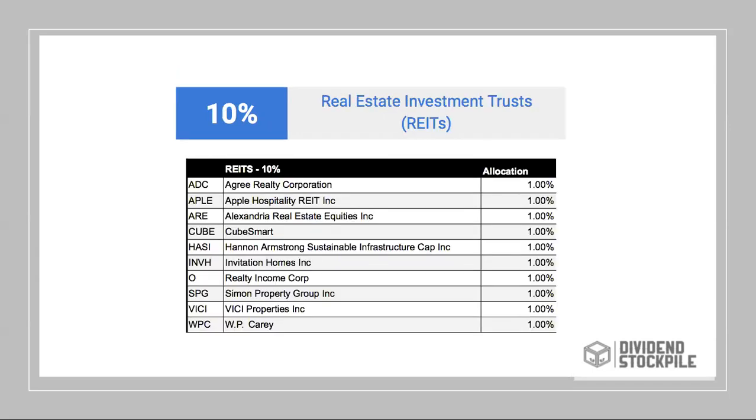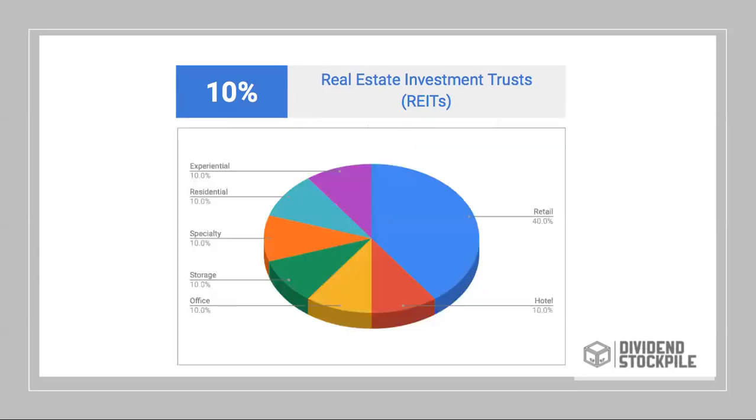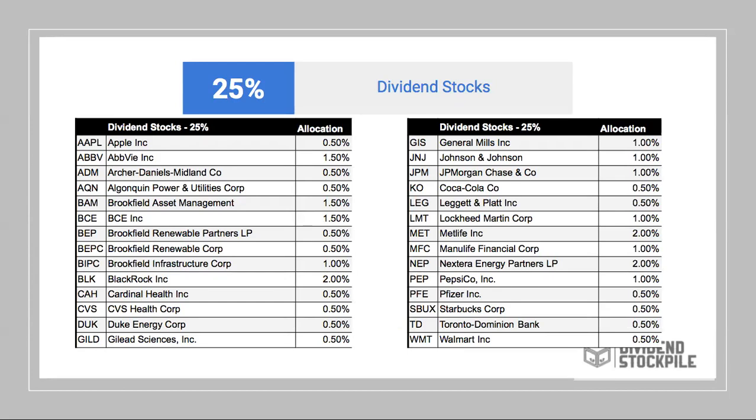Now we're going to talk about real estate investment trusts. That's a 10% allocation to my portfolio, and I've allocated 1% to each of 10 holdings. We have Agree Realty, Apple Hospitality, Alexandria Real Estate Equities, CubeSmart, Hannon Armstrong, Invitation Homes, Realty Income, Simon Property Group, VICI Properties, and W. P. Carey. Breaking those down by the sectors that they invest in, 10% in experiential, residential, specialty, storage, office, and hotel, and 40% in retail properties.